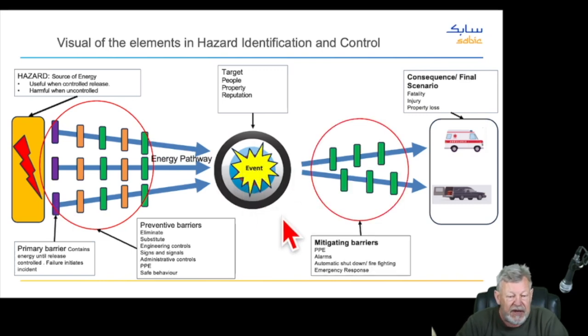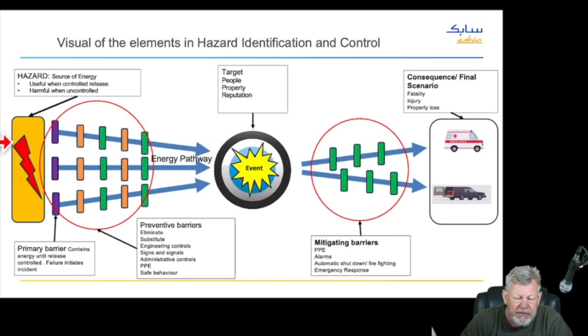Then once the event occurs, we need to mitigate the controls. We might have alarms, evacuation. We have PPE. PPE is not a preventive control, it's a mitigating control. It only protects you once an event takes place. So we put these mitigating controls, emergency response, PPE, firefighting, first aid, all of those kind of things.